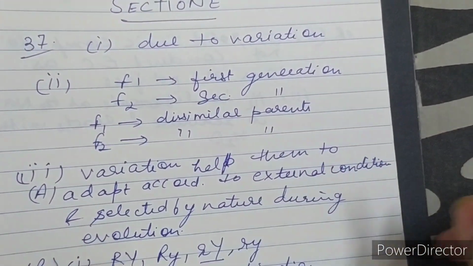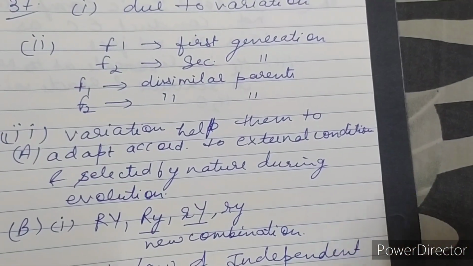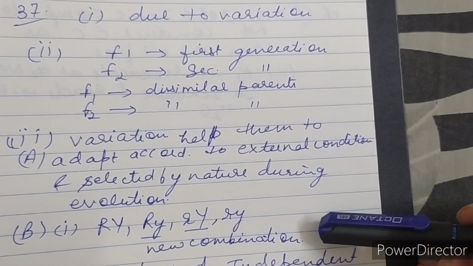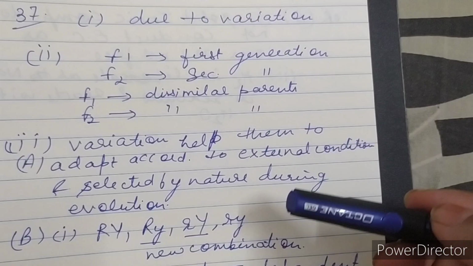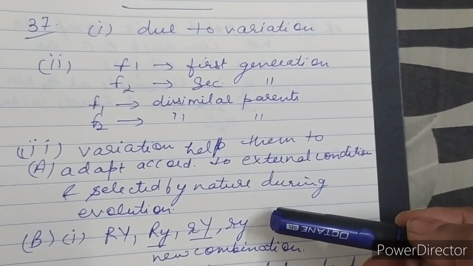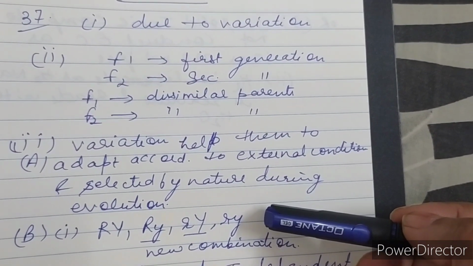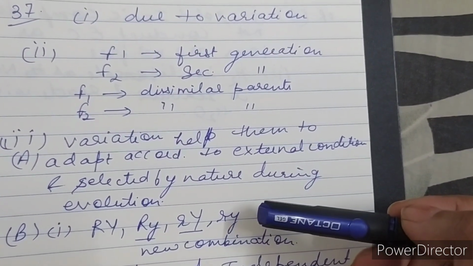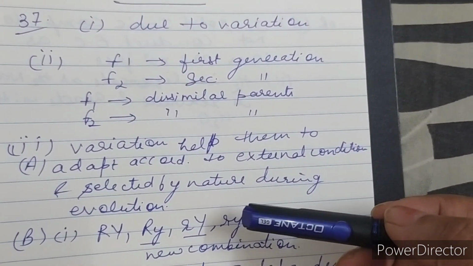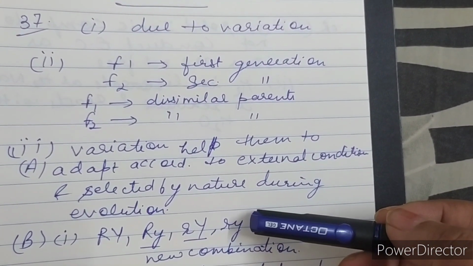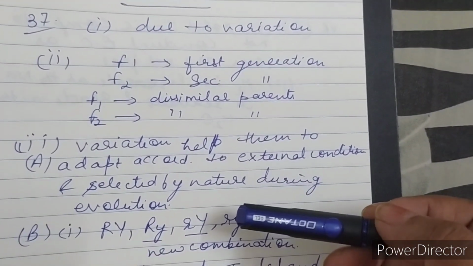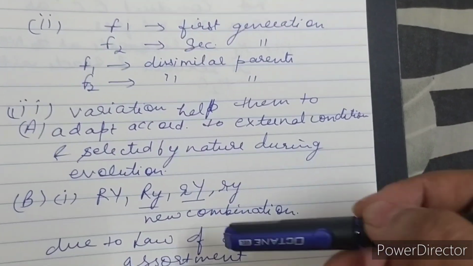Question number third part in the same is, what is the use of variation? Variation helps in adapting and surviving, because advantageous characters develop and are inherited in the future generations and help them to adapt according to the natural conditions, because they are selected by nature, and gradually they accumulate in the generations and lead to evolution.